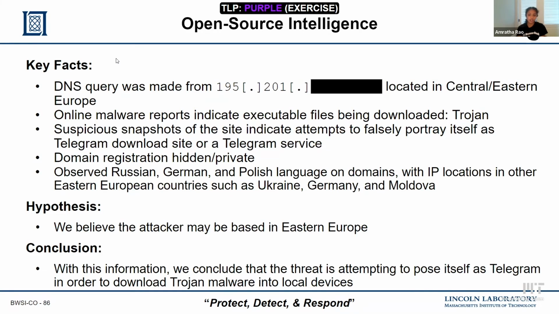Taking into account our hard evidence and facts, we knew that our malware research reports indicated that the type of malware being downloaded was most likely Trojan malware. The fake Telegram website and private domain registration proved to be more suspicious. There were also several instances of Russian, German, and Polish transcript that allowed us to make an educated guess that the hacker was most likely based in Eastern Europe. Given the solid facts, we were also able to conclude that the threat was attempting to pose itself as Telegram in order to download Trojan malware into local devices.